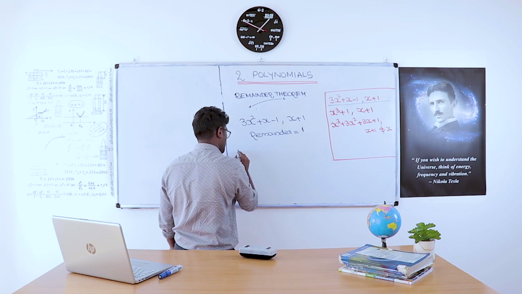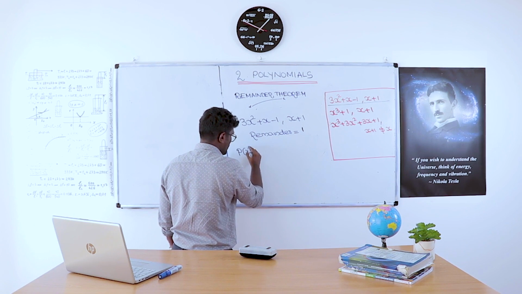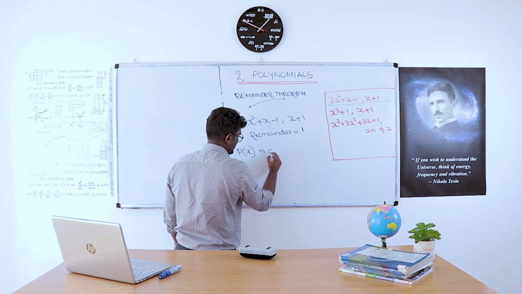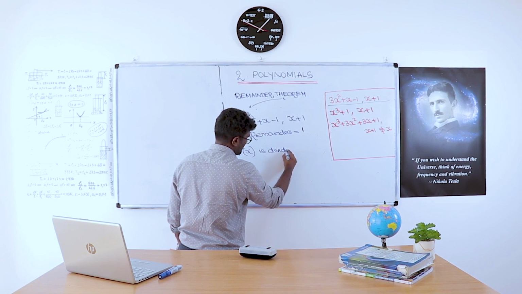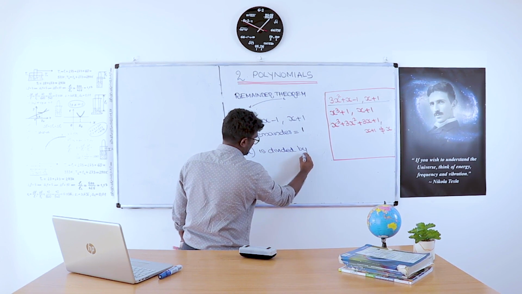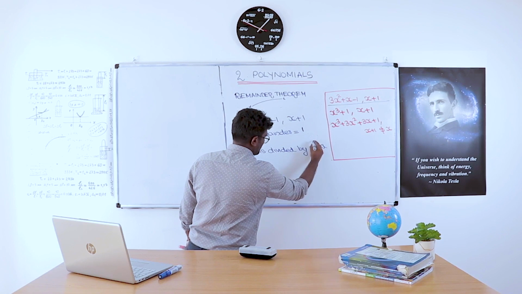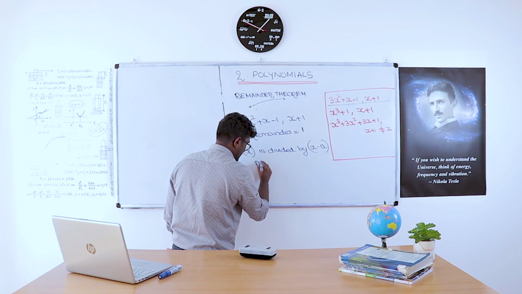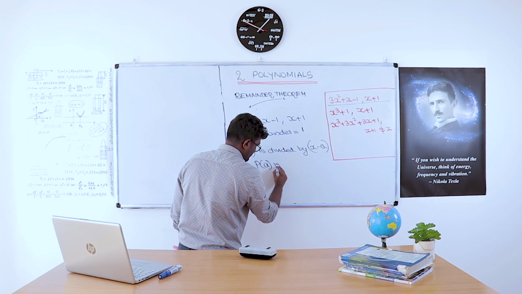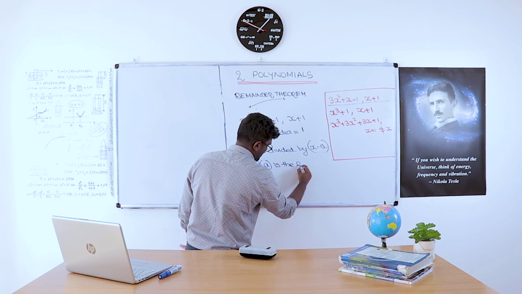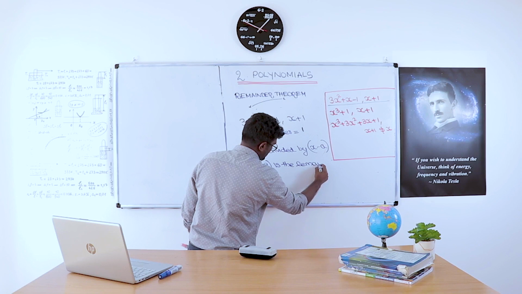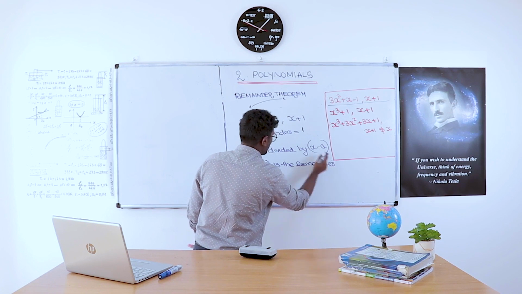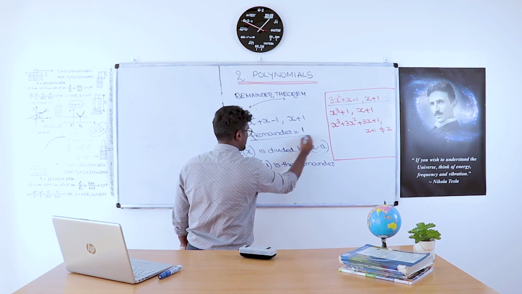So this is a polynomial p of x. If p of x is divided by x minus a, then p of a is the remainder. P of a is the remainder. We can check. By the long division method, we found that the remainder is 1.